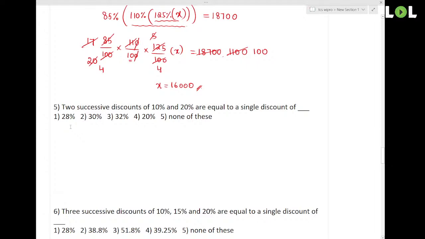Now, next question. Two successive discounts of 10% and 20% are equal to a single discount of what? Try to answer this question, guys. I'll give you 1 minute. Try to answer me the fifth question.